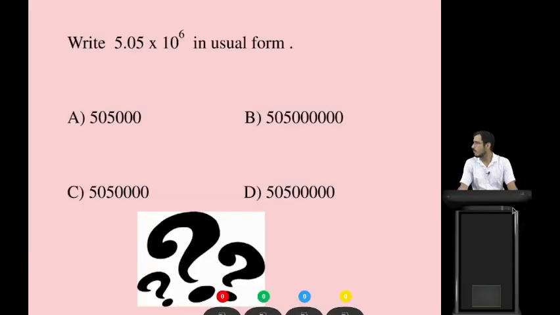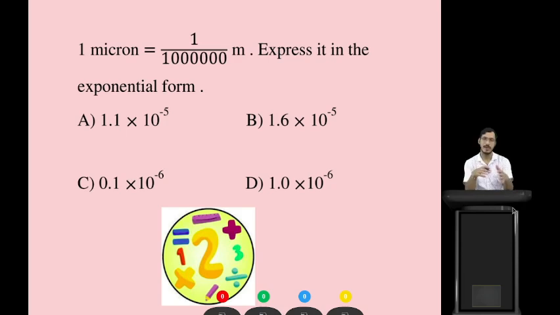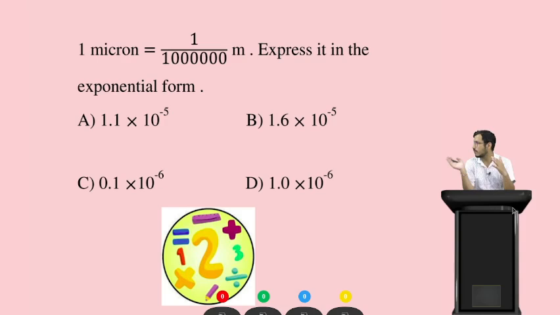Okay, now students, it's question time. I have a question for you. 1 micron is equal to 1 upon, yes, decimeter. So express it in the exponential form. Okay, and I am giving you 45 seconds for this particular question. So which option is correct here?